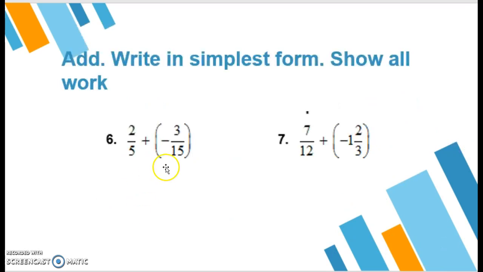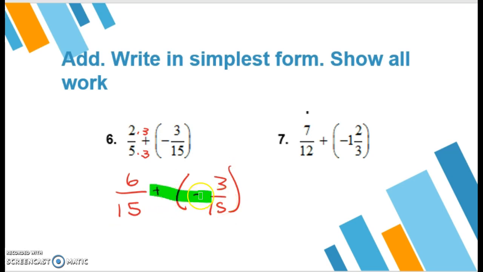All right, here we are adding and writing in simplest form, show all work. Common denominator here is going to be 15, so I need to multiply this one by 3, that by 3, so now I have 6/15 plus -3/15. Remember, when you have a plus and a minus next to each other like you do here, that just forms one big minus. So now I'm going to have 6 minus 3, which is 3 over 15, which simplifies down into 1 over 5.